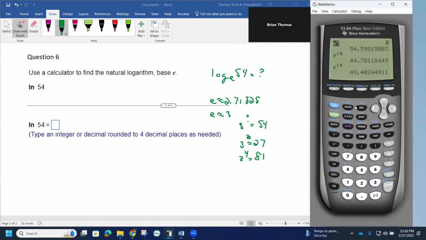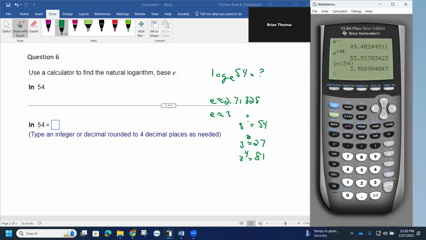So second e to the like 3.98 maybe. Notice how I'm getting, again, it's just a shade too small. So it's around there somewhere. Now, instead of doing all this, we do have a natural log button on our calculator. So this is our base e log. If I hit the natural log of just 54, it'll do all this math for me without having to do a lot of guessing and checking.